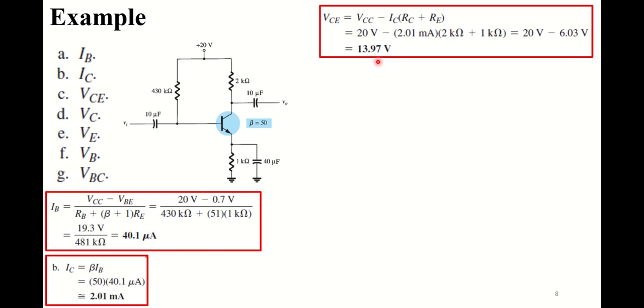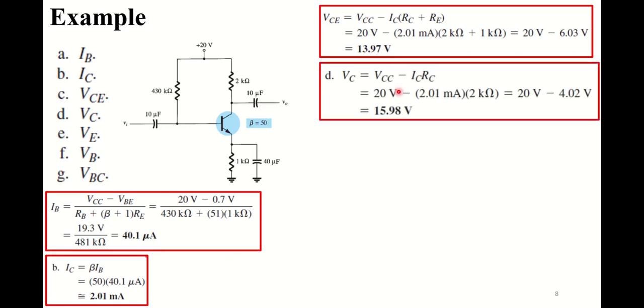Part D is a little different where we need to find the voltage at the collector terminal, that is VC. The method is quite simple again, as we know that the voltage drop across RC, that is ICRC, is equal to the difference of voltage between these 2 points, that is VCC minus VC is equal to ICRC. By simply rearranging this equation, we get VC is equal to VCC minus ICRC, and by replacing the values of each parameter, we get VC is equal to 15.98 volts.